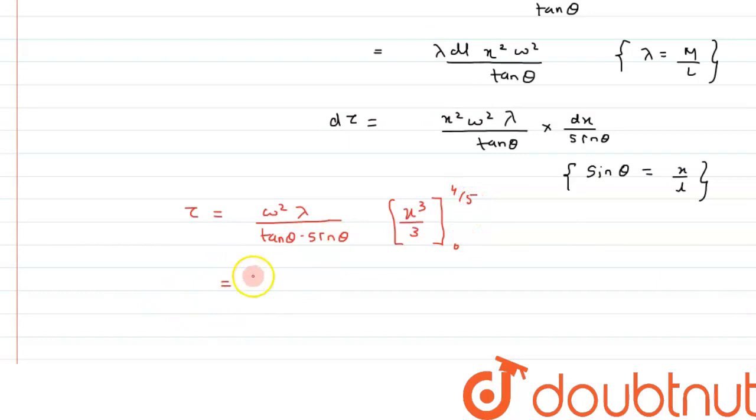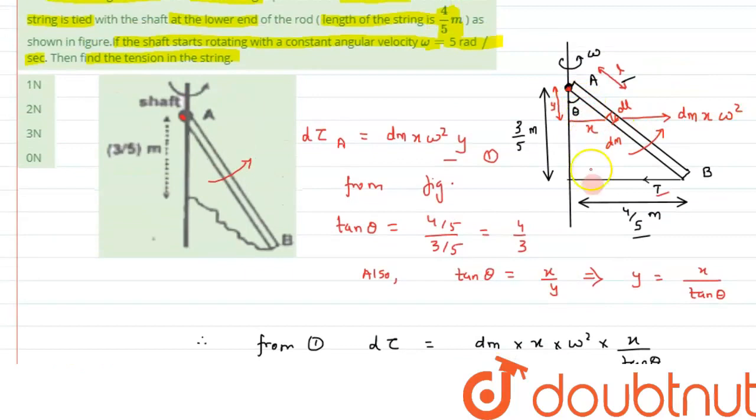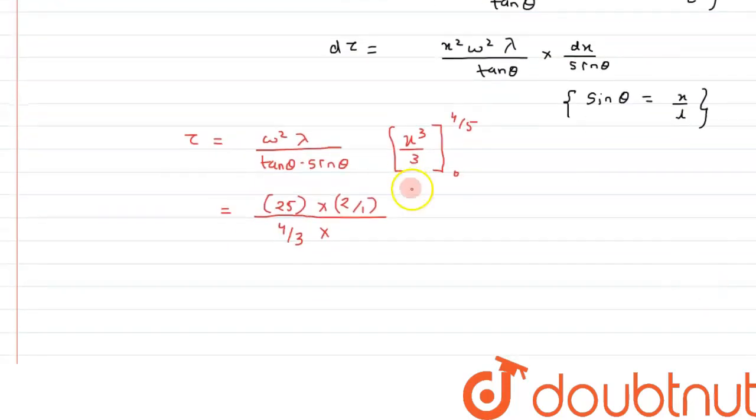Alright, so now ω has been given as 5 radian per second, so it will become 25 into λ, which is mass per unit length, that is 2 by 1, as mass has been given as 2 kg and length is 1 meter, divided by tan θ, which we have calculated as 4 by 3, into sin θ. From the figure, sin θ is opposite upon hypotenuse, that is 4 by 5 only. So this is 4 by 5 into x³, which can be written as 64 by 3 into, here the cube of 5 is 125. After solving this, the value of torque comes out to be 8 Newton meter.